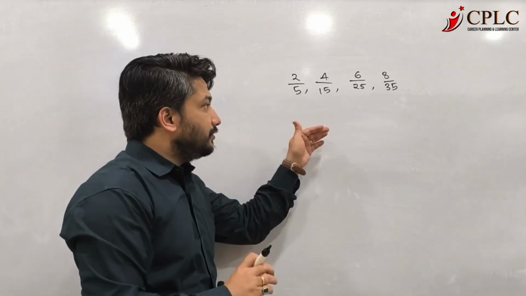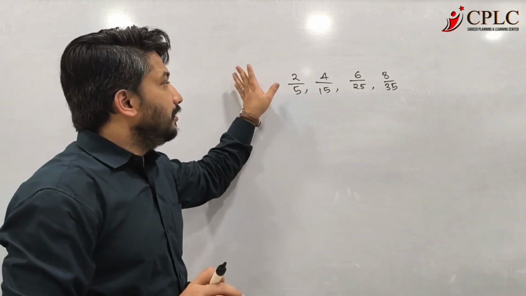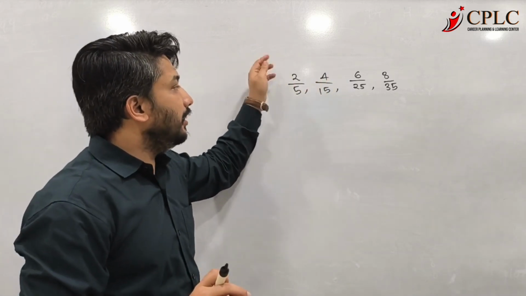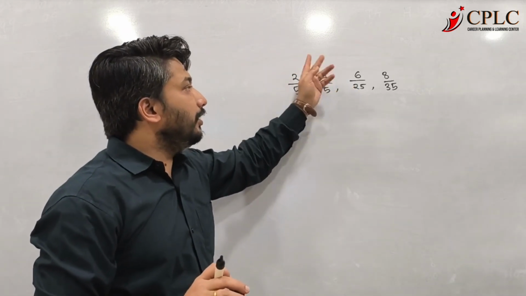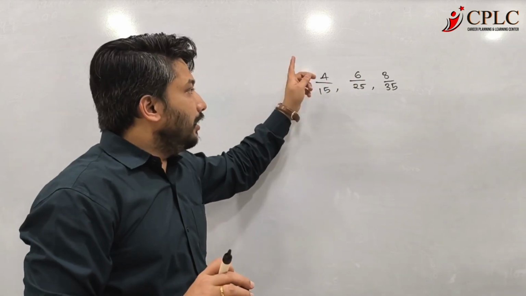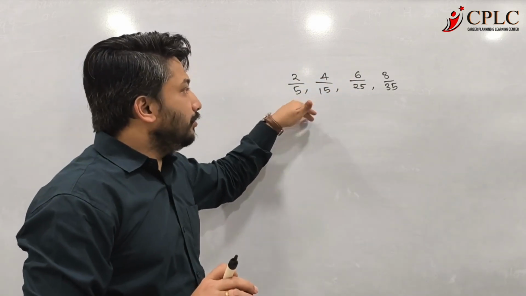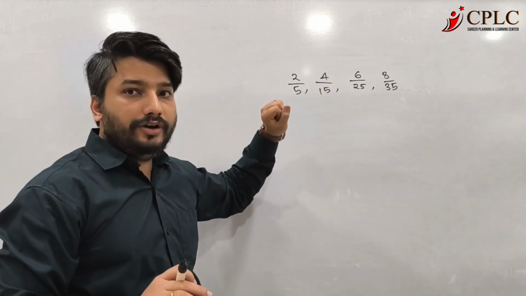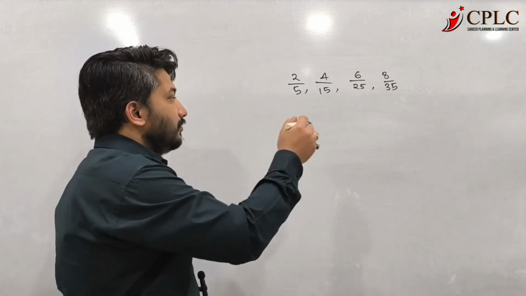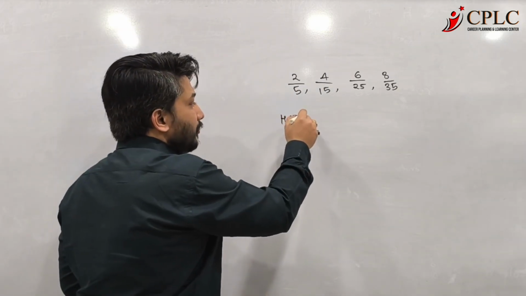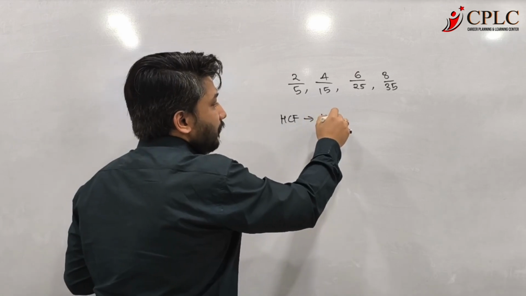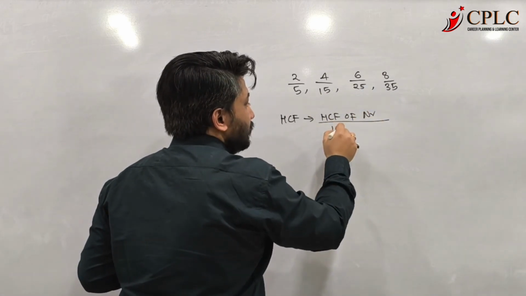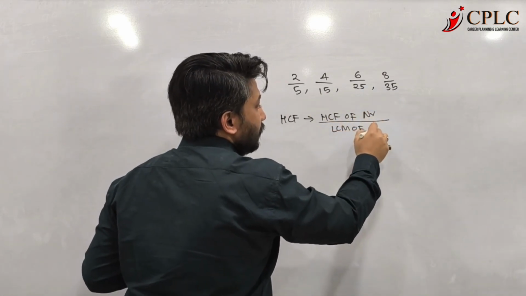Now, first things first, what you need to understand is you have to first go through all the numbers and see whether any one of the fractions can be reduced further. And if you observe it minutely, you will realize that no, we cannot reduce any of these fractions further. So we'll have to now straight away apply the formula. So for HCF, if you remember, it was HCF of numerator and LCM of denominator.